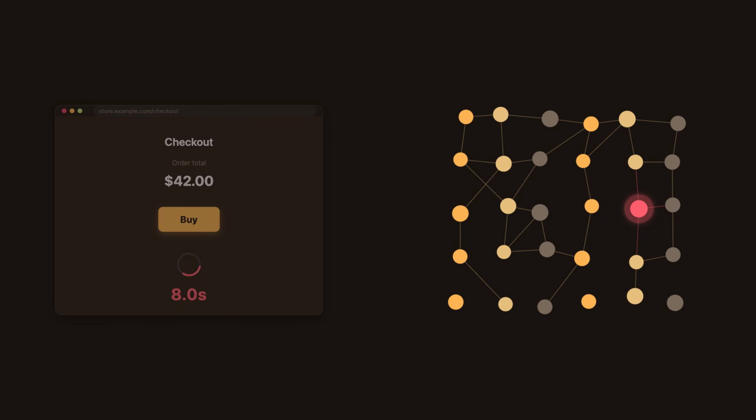This is the problem distributed tracing solves. In the next 10 minutes, we'll see how one shared ID, threaded through every service call, turns this guessing game into a chart you can read in seconds.